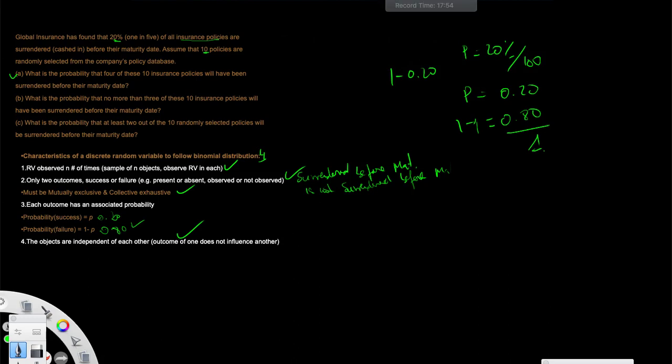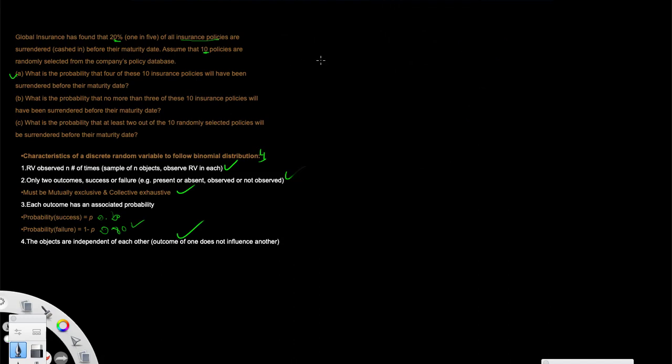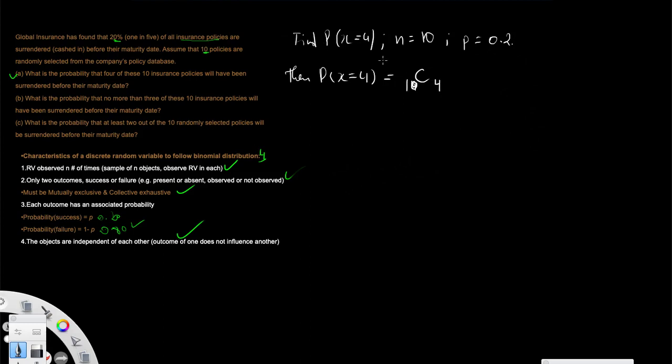Feel free to pause and try it by yourself before coming back to the video. Alright, so I hope you've tried it first. Let's see. We are trying to find the P of X equal to 4, when we know that our n is 10 and our p is 0.2. Based on that, if you remember our formula, P of X equal 4 will be the combination of 10 choose 4, because that's our x, multiplied by the probability. I know you've also attempted it, which is good.